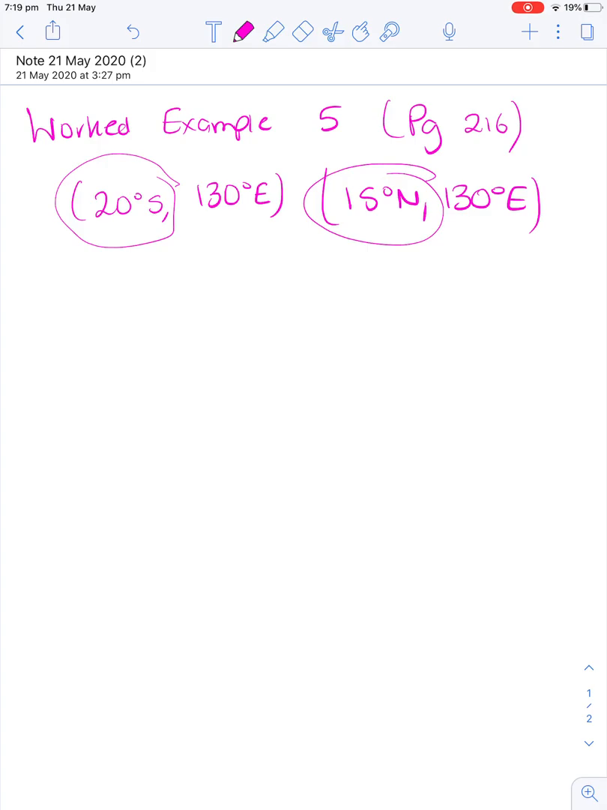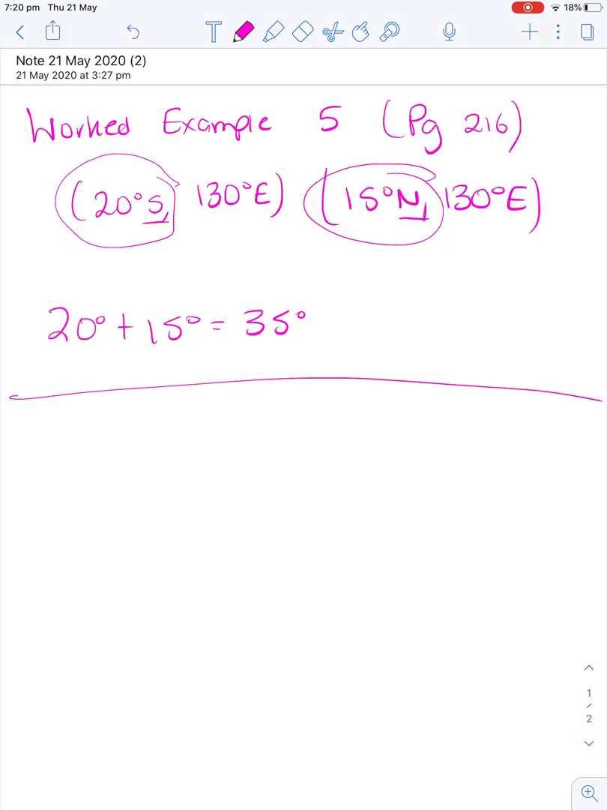Okay, once we've looked at that, the second thing we have to look at is if they're on the same side of the equator or on different sides of the equator. If they are on different sides, okay, we are going to add the two numbers. If they are on the same side, we subtract. Now, because one's south and one's north, that means they're on opposite sides of the equator, so we are going to add these two. And it is 35 degrees. That's it. Okay, that's all we have to do for that question because it's not asking us to do anything else. Now, I'm going to do worked example 6.